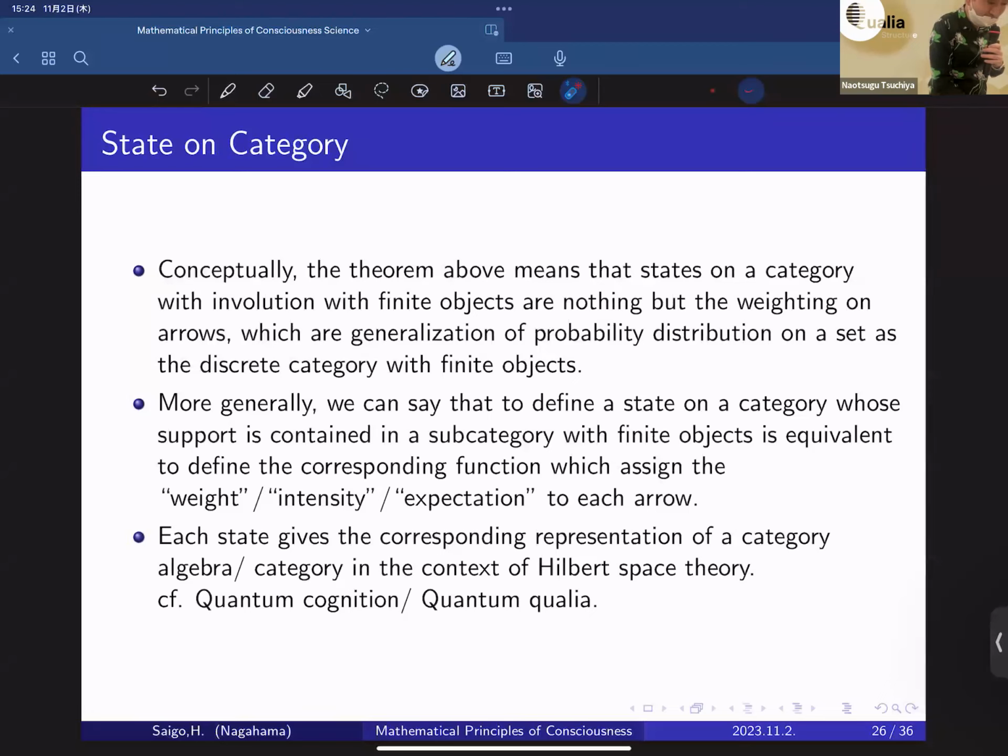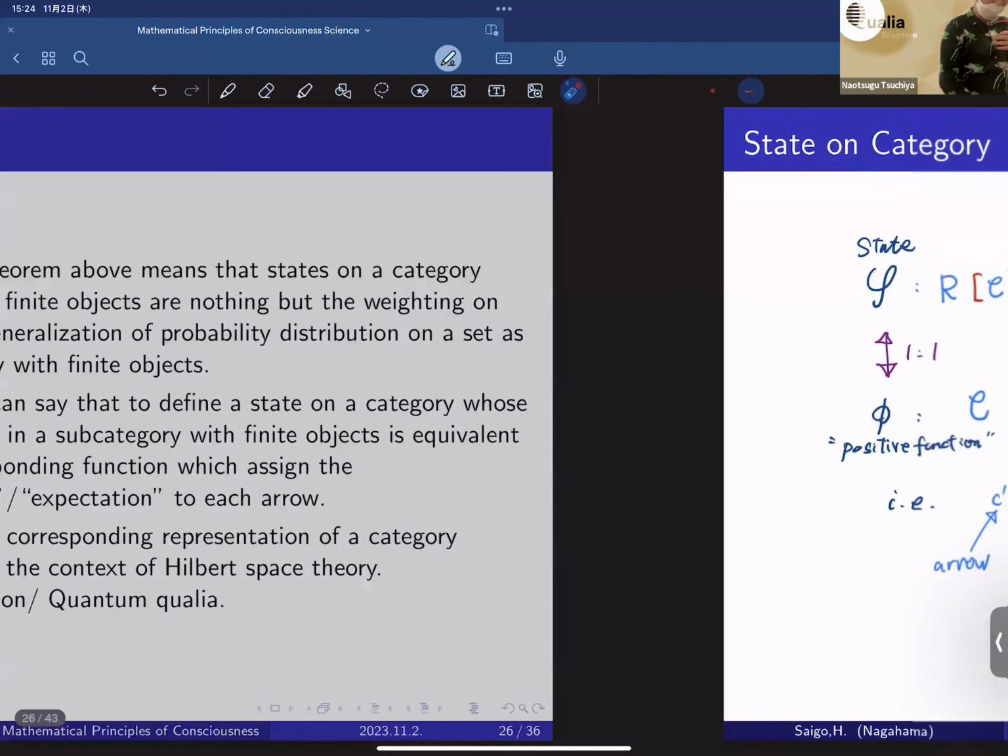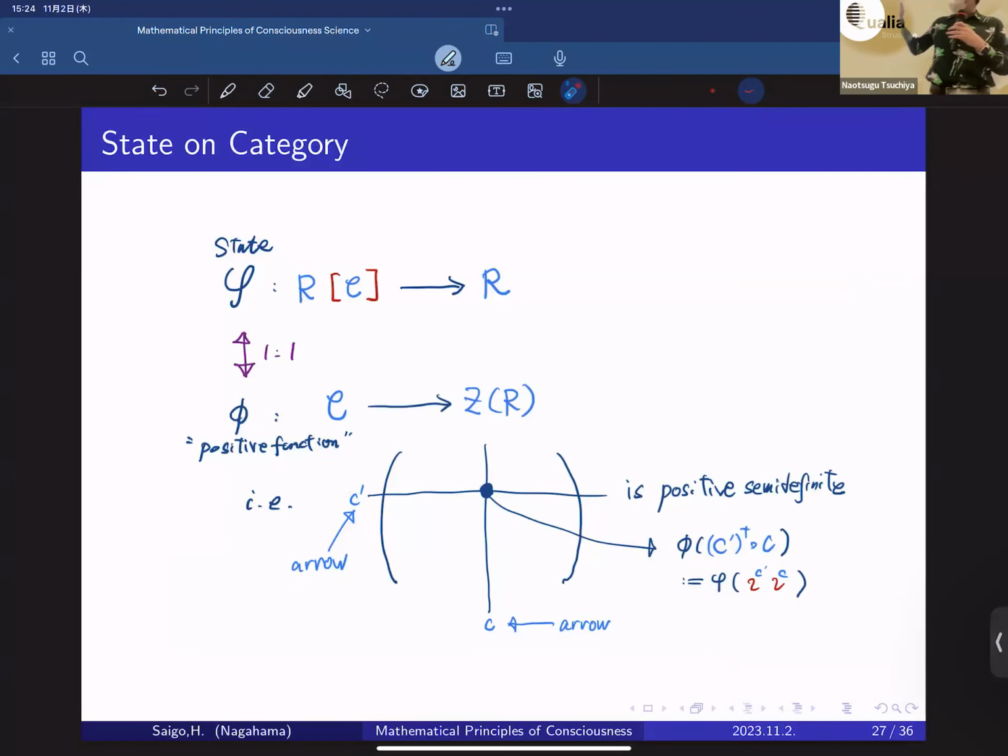More generally, we can say that to define a state on a category whose support is contained in a subcategory with finite objects is equivalent to defining the corresponding function which assigns a weight, intensity or expectation to each arrow. Each state gives a corresponding representation of the category algebra in the context of Hilbert space, as in the GNS construction he introduced. I think this apparatus is very important for this kind of thing. Okay, I omit the rest here.